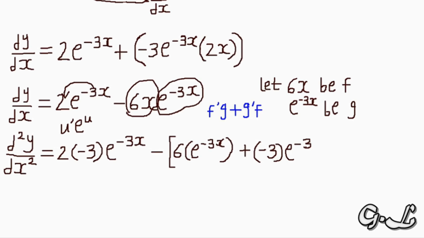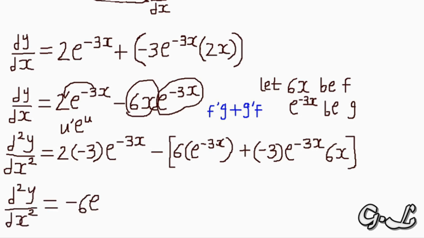And then what about our e? Our e and our u are going to maintain like that, so it will be e to the negative 3x. And then what about our f? Our f is going to maintain like that. Our f is simply 6x.